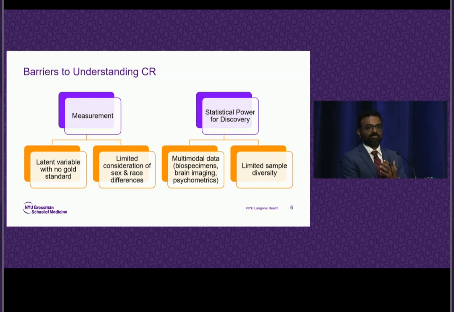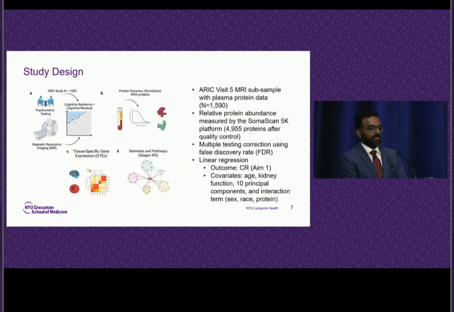And sample diversity also plays into the impact when it comes to studying cognitive resilience. So what we tried to do in this study was improve on some of the diversity by including a large sample of African Americans from the Atherosclerosis Risk in Communities study, which is a community-based, originally cardiovascular study that recruited in 4 communities around the United States.